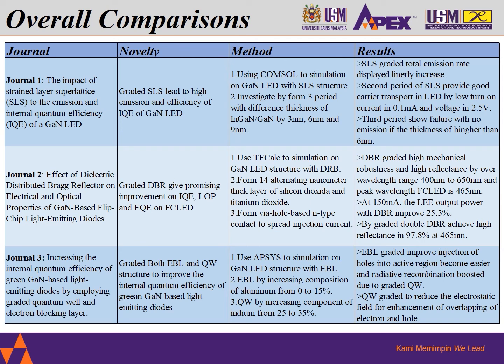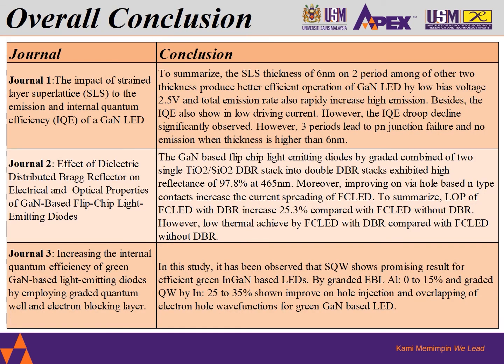As for the last result, the EBL improves injection of holes into the active region, making it easier, and the radiative recombination is boosted due to the quantum well. The quantum well reduces the electric field for enhancement of overlapping of electron and hole. Next, it will be the overall conclusion of the three journals.